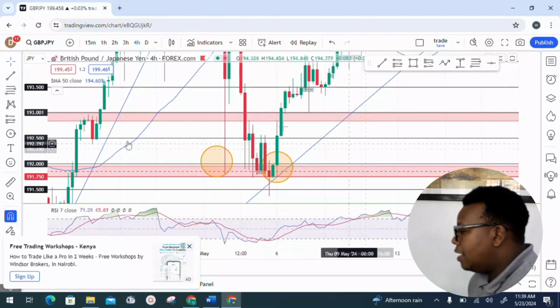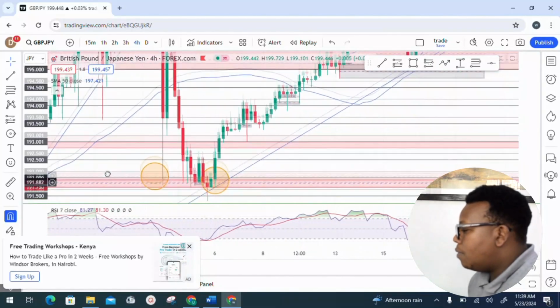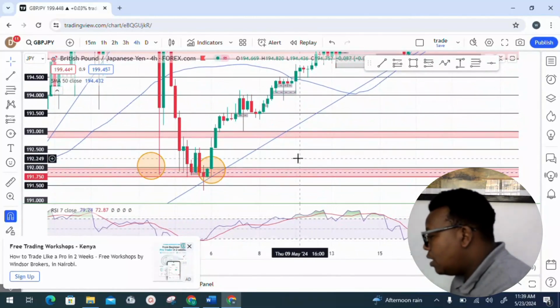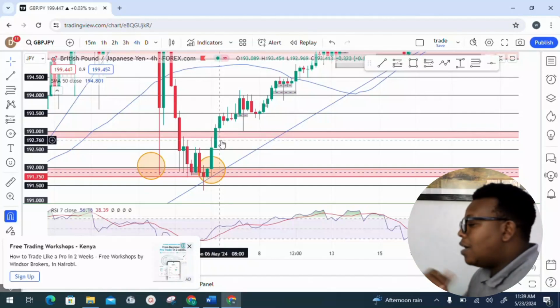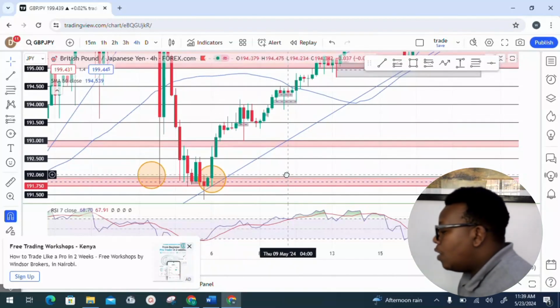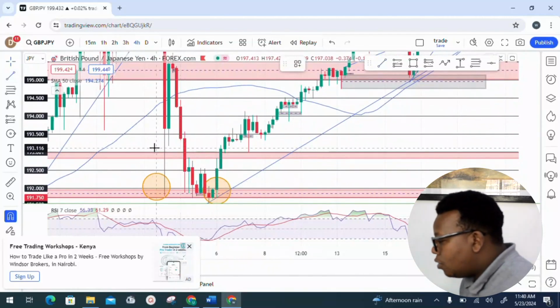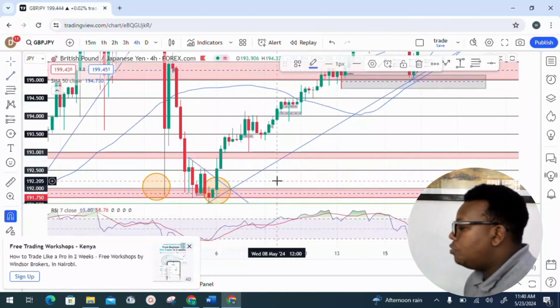Then finally, if you go to a lower time frame, this is what we normally call the falling wedge. Whenever you see this happening, you can be assured the market is going to reverse and go in the other direction. And you can see that's exactly what happened after the market broke around there. The market decided to go the other direction.